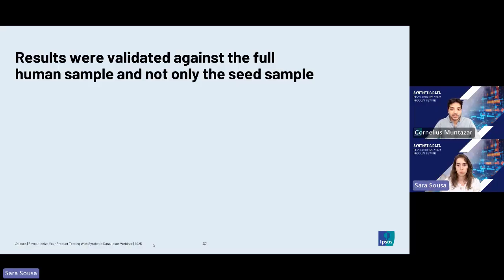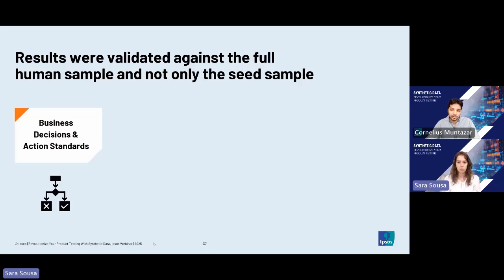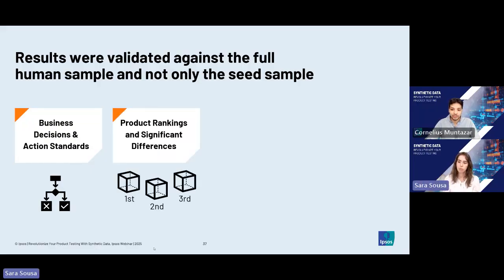Now to really summarize our efforts, we validated our synthetically augmented data in 4 key ways, each designed to test a different aspect of its performance and accuracy. First and foremost, we looked at the bottom line. Would this lead to the same business decision and action standards? Because that's what we all really care about. And the answer is yes, in 95% of cases. Second, we dug a little bit deeper and compared the product rankings between the augmented data and the original sample. We checked if the significant differences in ratings were consistent.